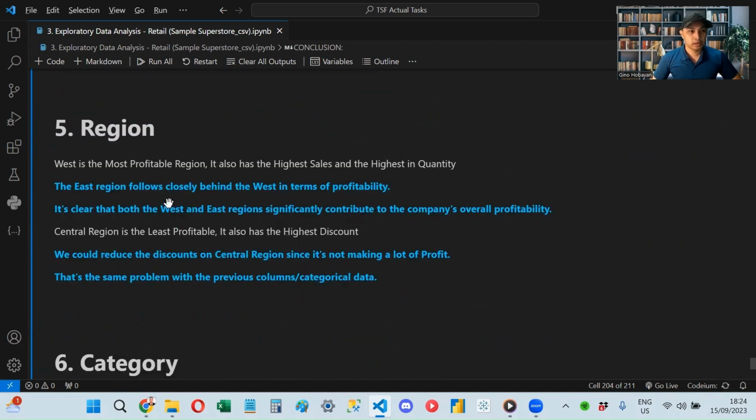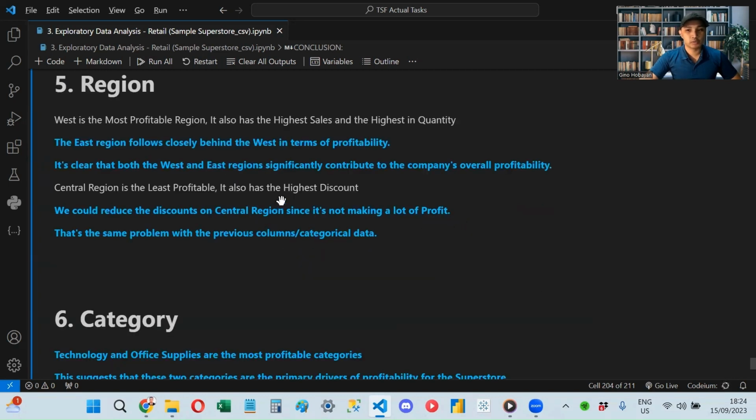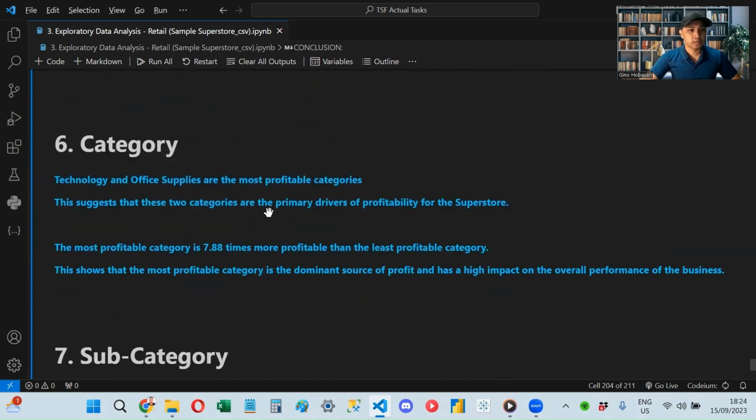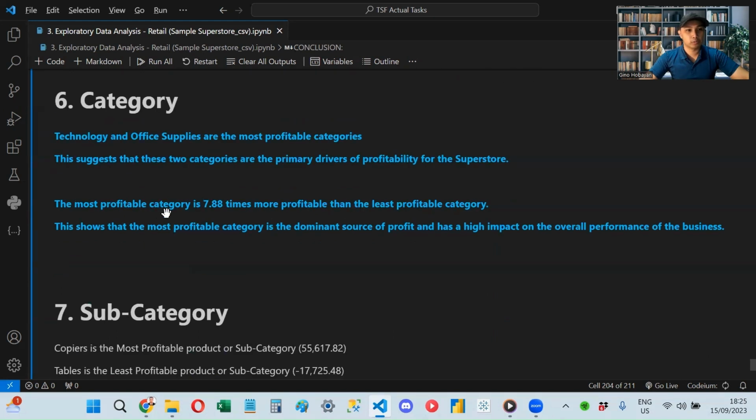In region, we have the West and East in terms of the most profitable regions. So they contribute to our company's overall profitability by a lot. And in the central region, which is our least profitable, having the highest discount, we could reduce the discount since we're not really making a lot of profit there. In category, technology and office supplies are the most profitable. So this suggests that these 2 categories are the primary drivers of our profitability for our Superstore, because the most profitable category is actually 7.88 times more profitable than the least.